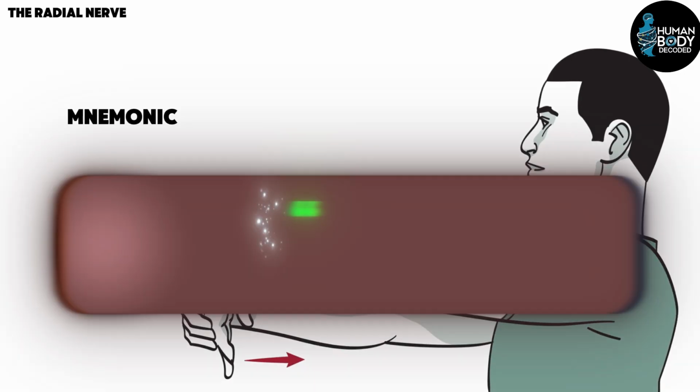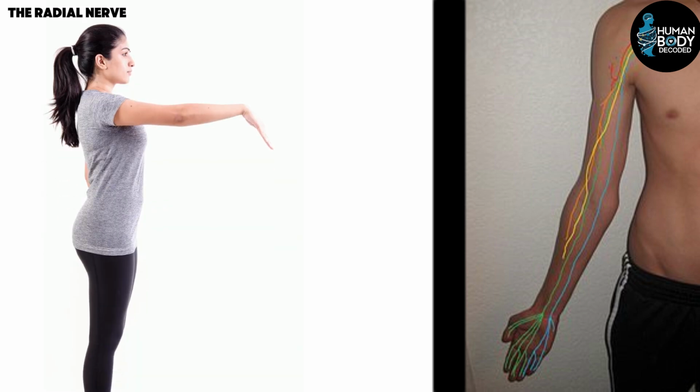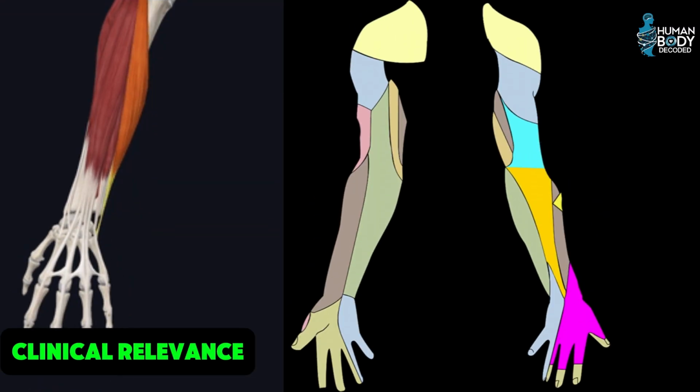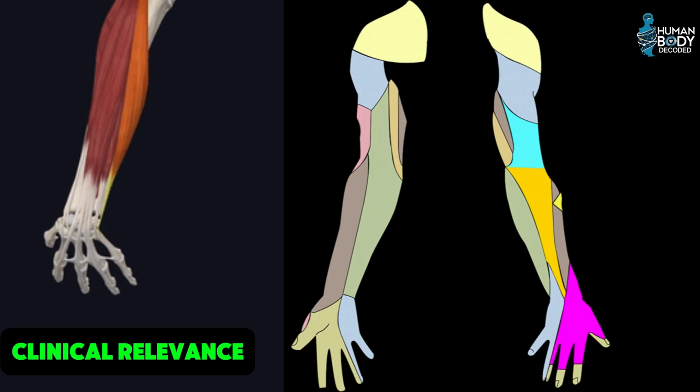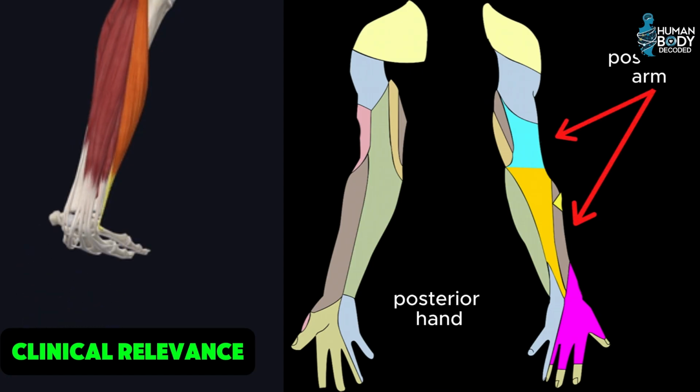Mnemonic: Radial equals R for extension. Think of the radial nerve helping you extend your arm and wrist. Clinical relevance. Injury to the radial nerve can result in wrist drop and loss of sensation along the posterior arm and hand.